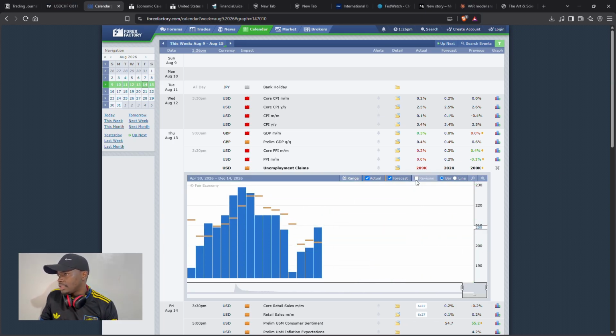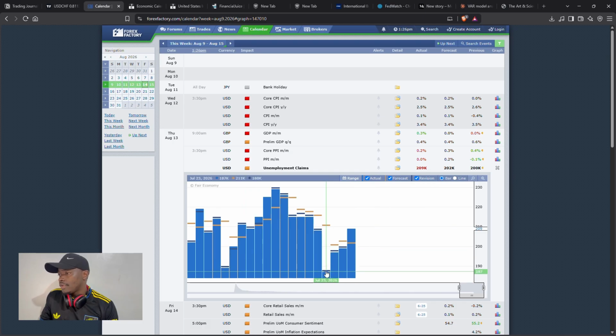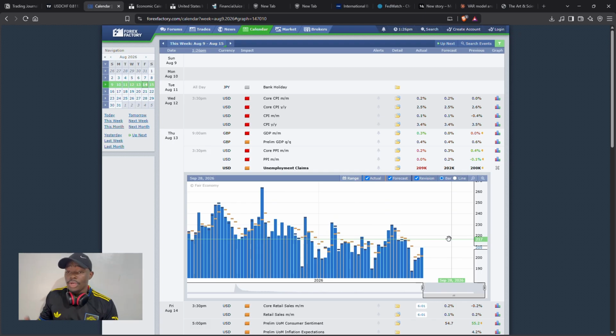Matter of fact, let's look at it. As you can see, even the previous three numbers, all the way from June, have been revised higher. June's number was revised higher from 187 to 188. Same case with July, it was revised higher. Same case with the August print. Sorry, the July print was also revised higher. So you can see that the jobs market is also suffering.